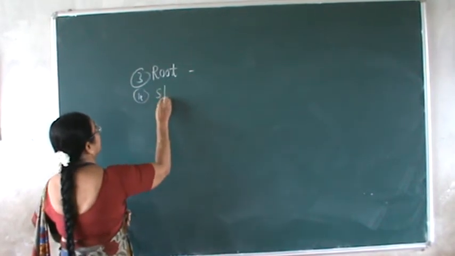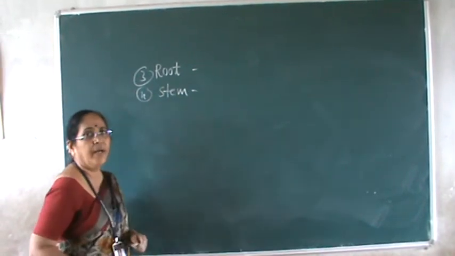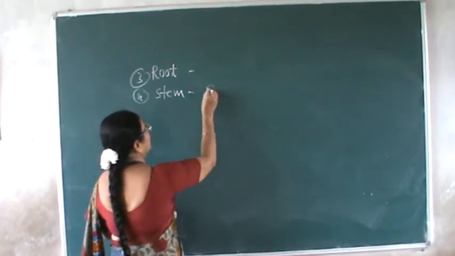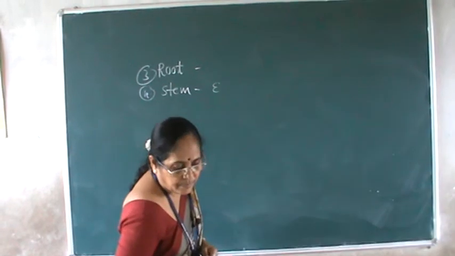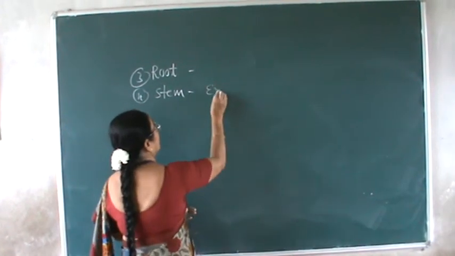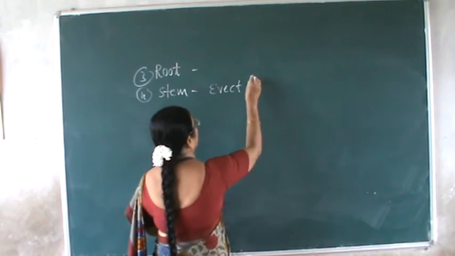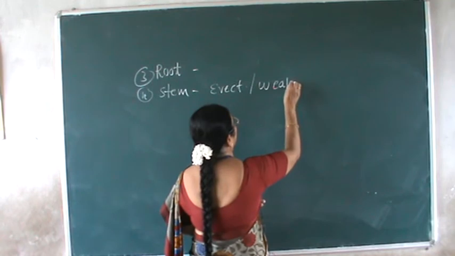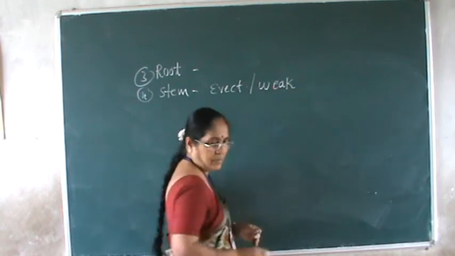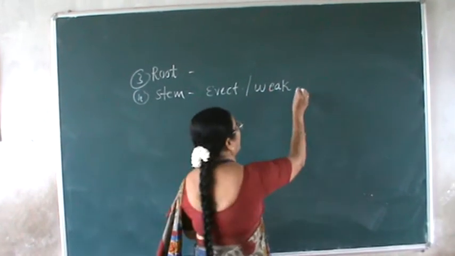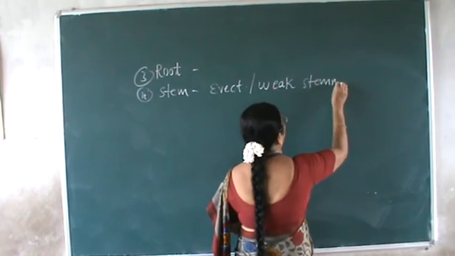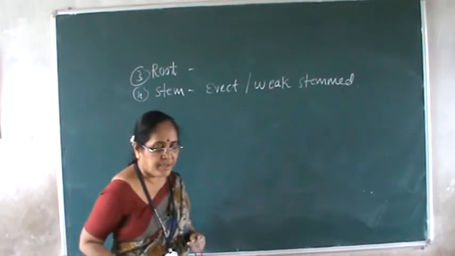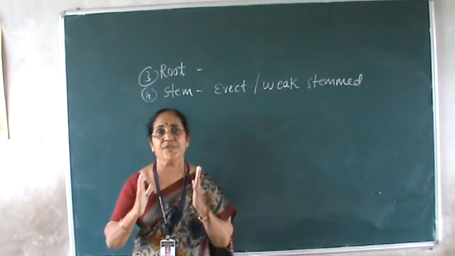Fourth is the stem. So here you are going to describe the stem nature. First thing is whether it is erect or weak stemmed plant. Okay, erect or weak stemmed plant. Erect means it can stand straight.